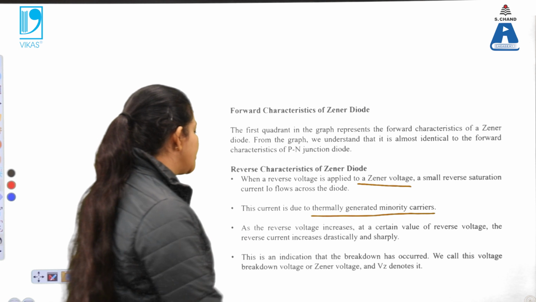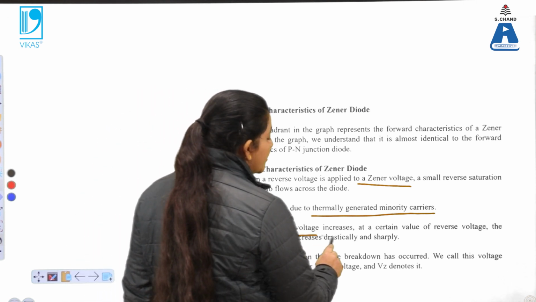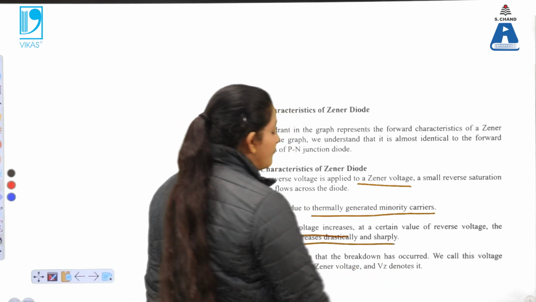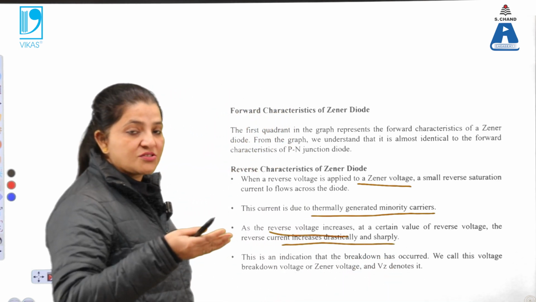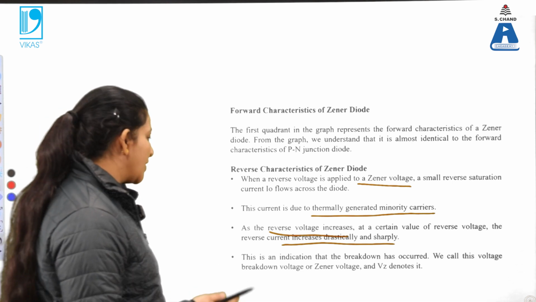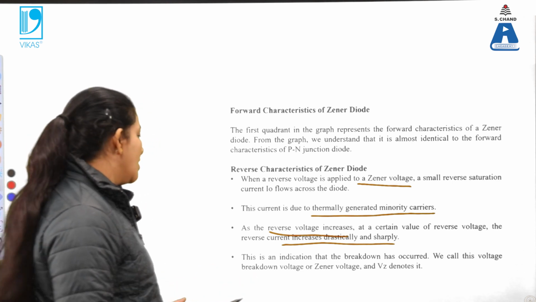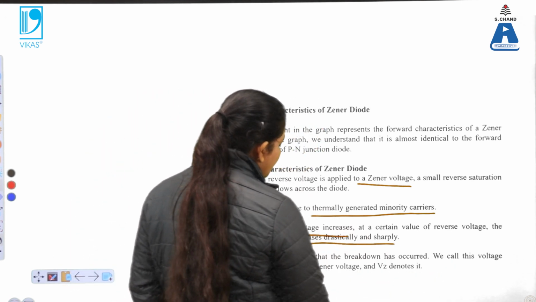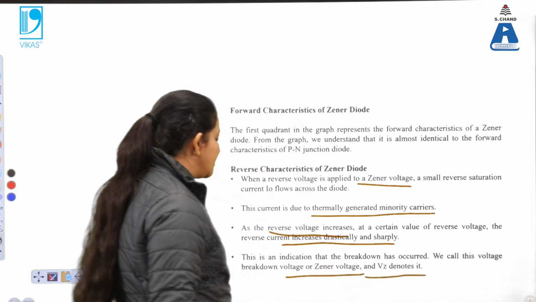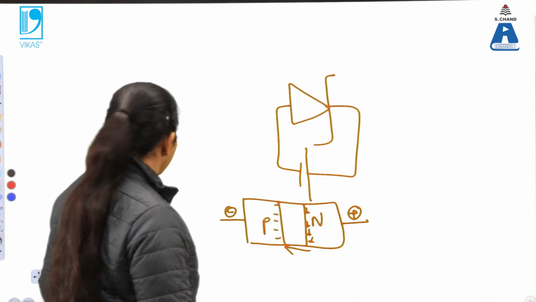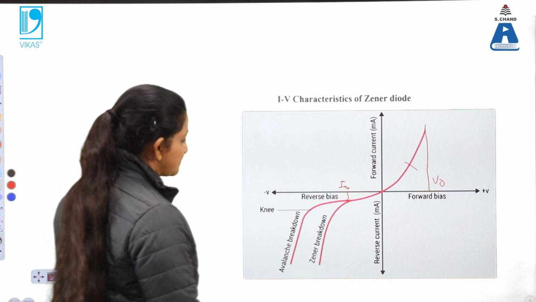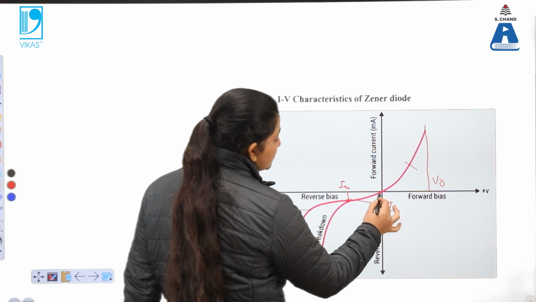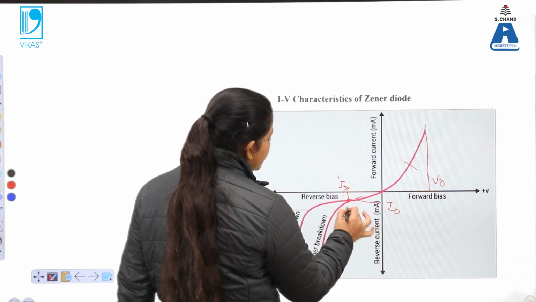Now beyond this voltage, when the reverse voltage is further increased, at a certain voltage there is a drastic change in the value of the current, which gets enhanced. That is known as the Zener breakdown or the avalanche breakdown. This is the indication that the breakdown has occurred, and this voltage is called the Zener breakdown voltage, the VZ voltage. So here this is the I naught, a small amount of current, and this is the voltage.